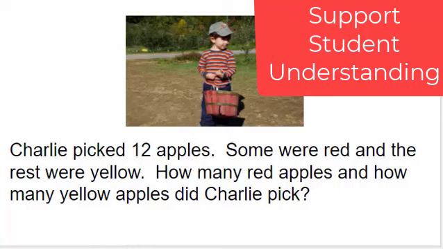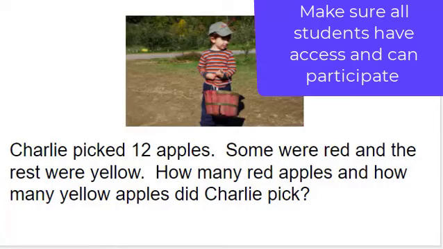How many apples did Charlie have in his basket? He had 12. How many red ones? What if he had more red apples than yellow apples? Hayden thinks the opposite. Okay, so let's take a step back. So you're saying in this problem, there are how many apples? 12. And what two colors are those apples? Red and yellow. So there's 12 apples, there are red apples, and there are yellow apples.